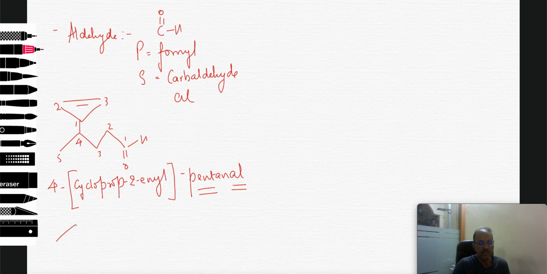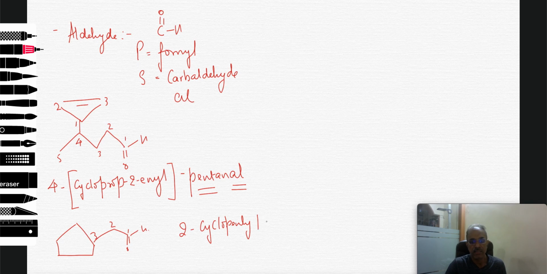We will take this 5-membered ring, so this will be 1, 2 and this will be the third, so it will be at second position there is a cyclopentyl, 2-cyclopentyl ethanal, because there is 2 carbon atoms, on the second carbon, 2-cyclopentene ethanal.